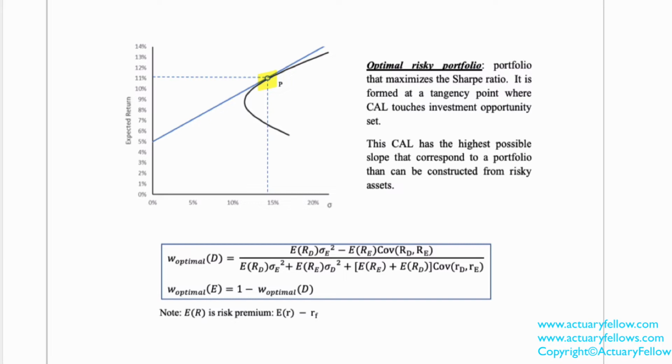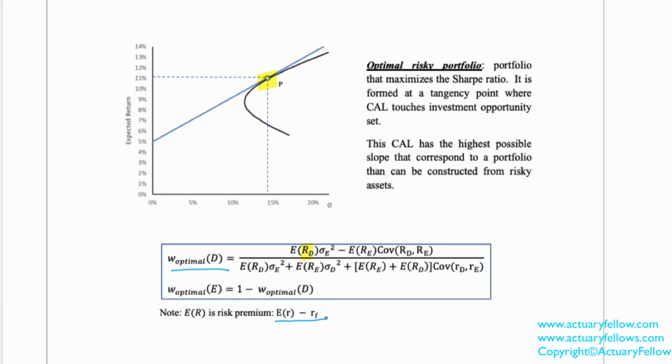This is the formula for the weight on the debt fund in the optimal risky portfolio. Capital R is the excess return above risk-free rate, expected return lowercase r minus risk-free rate.